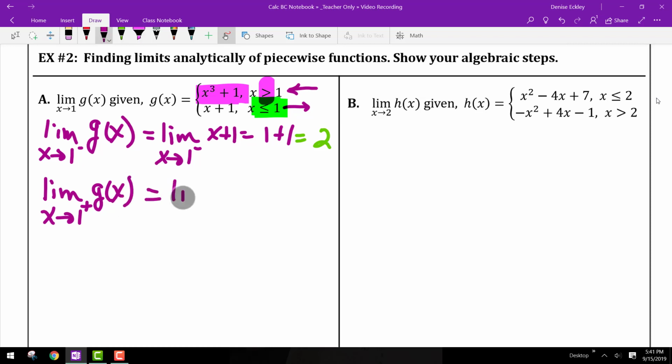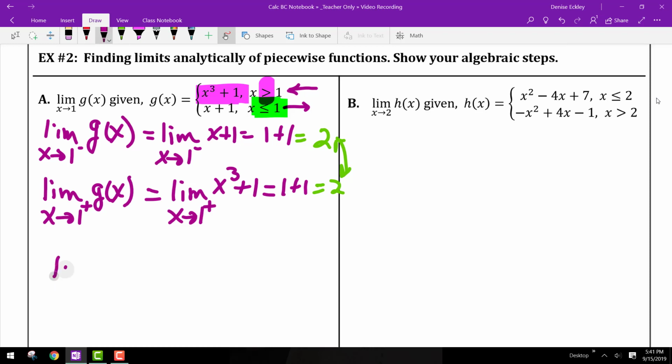So this is going to be the limit as x approaches 1 from the right of x cubed plus 1. And again, it's a polynomial, so we can direct substitute. So we get 1 plus 1, which is also 2. And this is a great thing because the left and right hand limits equal each other. So we can draw a conclusion.